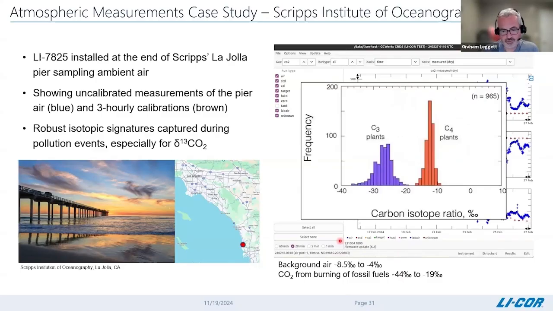Circling back to that C3, C4 plant example, because fossil fuels are ultimately derived from plant material, and the reaction and degradation of that material over millennia, they still maintain the same isotopic ratio associated with C3 and C4 plants, which is why fossil fuels show this very negative delta value, which is apparent in these atmospheric samples.